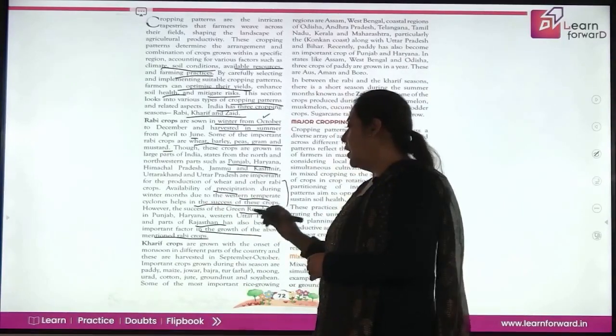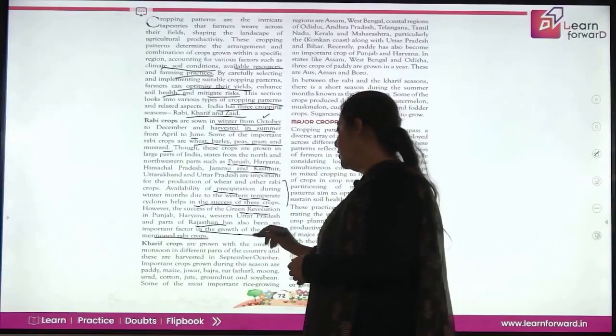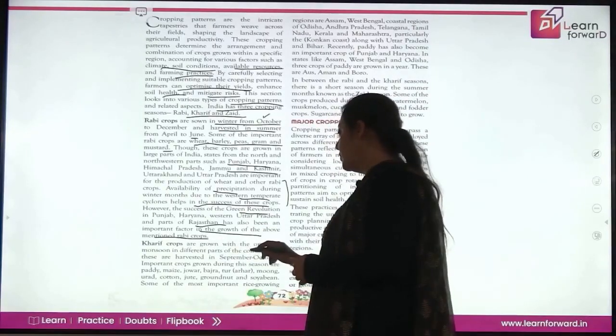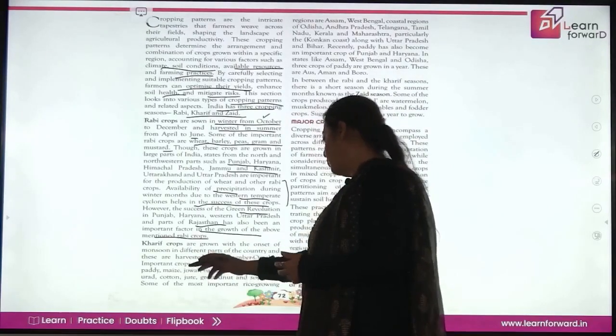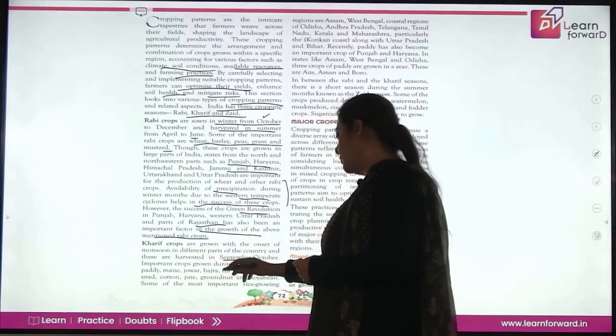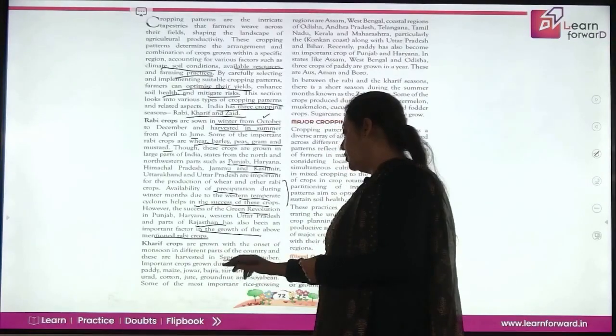Now let's come to Kharif crops. They are grown with the onset of monsoon in different parts of the country and are harvested in September to October. Important crops in Kharif are basically paddy, maize, jowar, bajra, tur, moong, urad, cotton, jute, groundnut, and soybean.